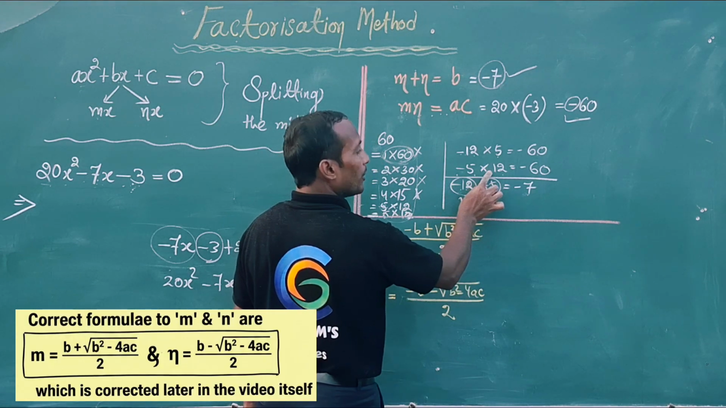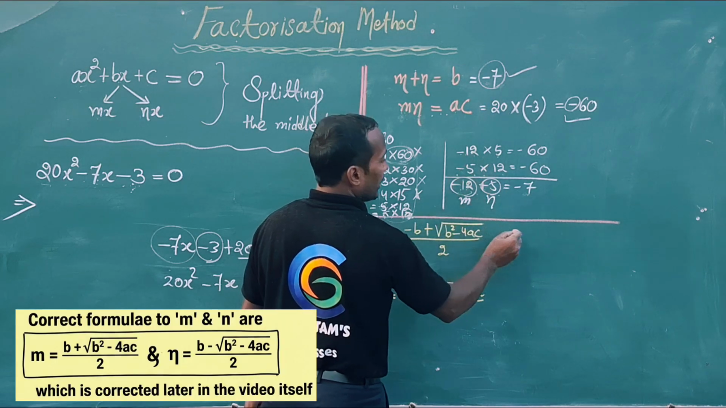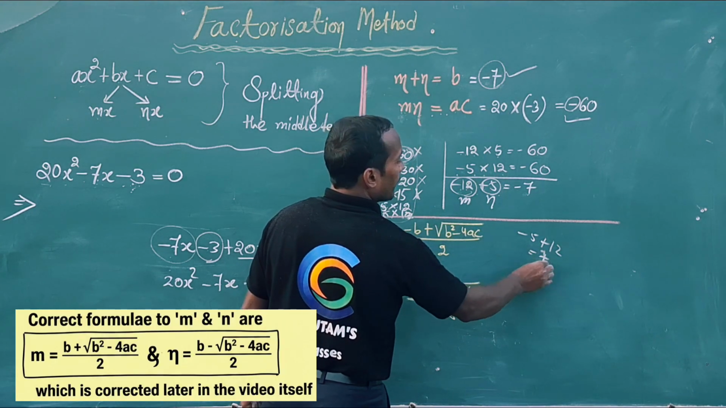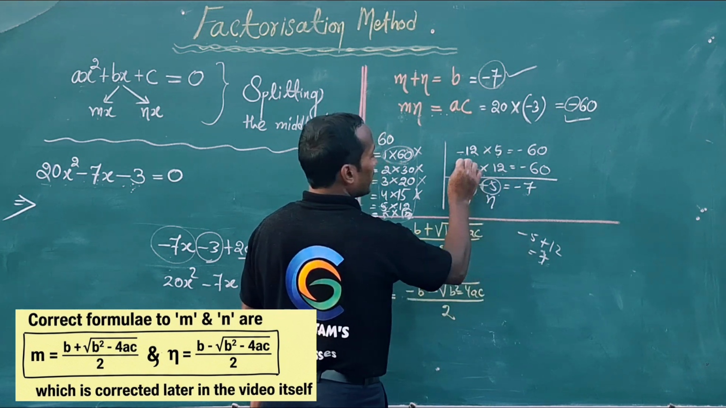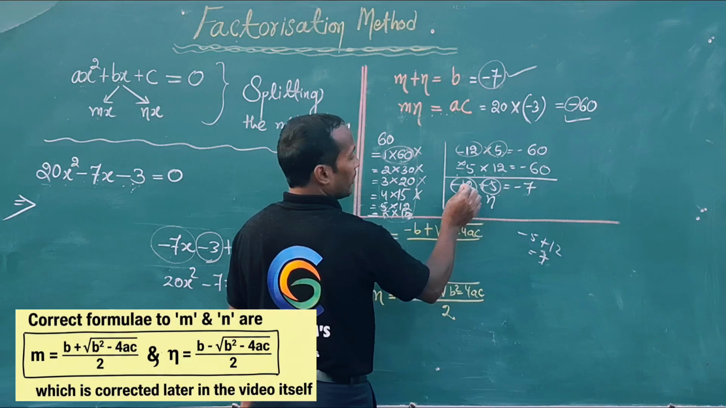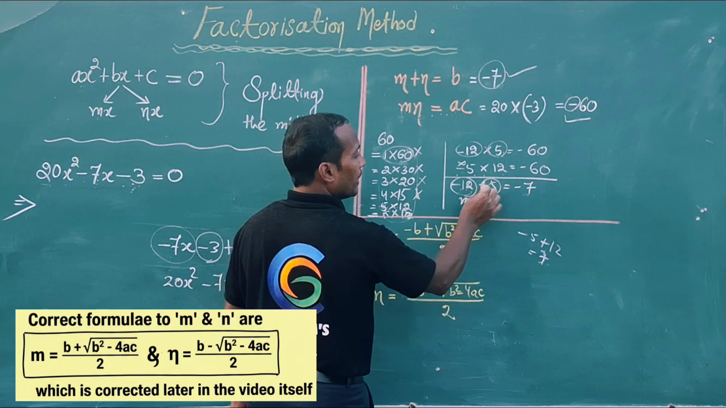Minus 5 and 12 will not give you minus 7. Minus 5 plus 12 gives you plus 7. So you don't get minus 7. So this pair is rejected, but this pair minus 12 and plus 5, this is your right pair. Minus 12 you take as m, plus 5 you take as n.